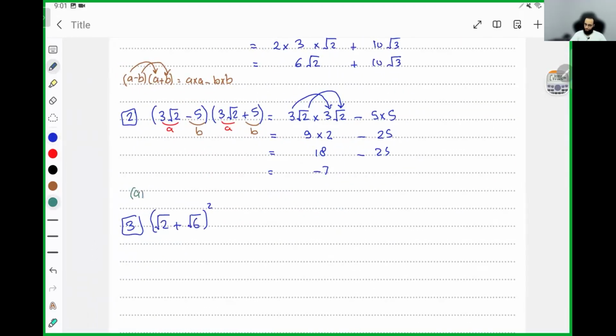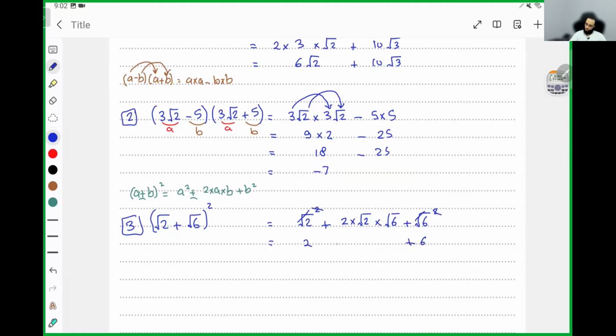If you have a plus b power of 2, then it's a power of 2 plus 2 times a times b plus b power of 2. If it is minus, put here minus only. This is the first power of 2, and the middle is a positive sign, and then 2 times a, which is root 2, times b, which is root 6. Always the last is positive, b, root 6 power of 2. You got it?